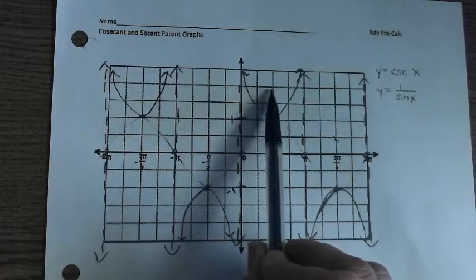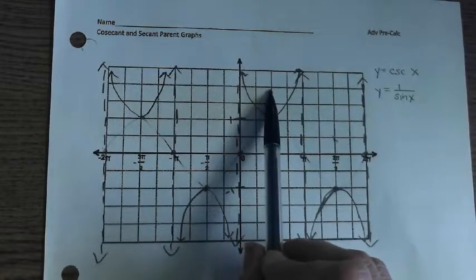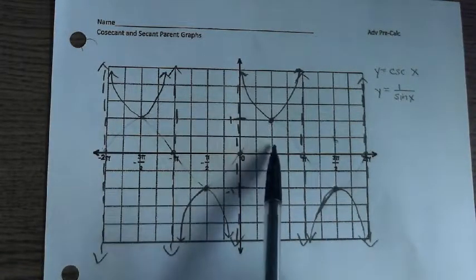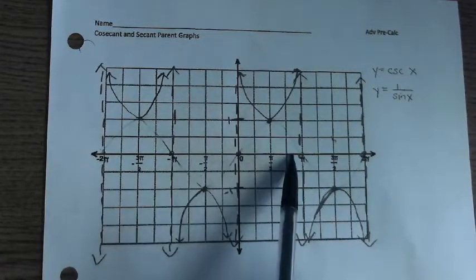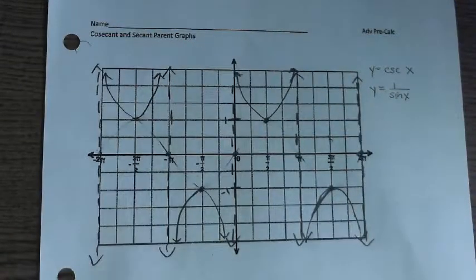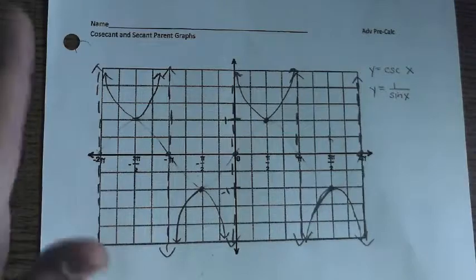But if your maximum was at 2, what is the reciprocal of 2? 1/2. So it would actually go down here. It would still be a parabola-like shape, but you'd have to reciprocate the maximum value to get your new minimum value, I guess. Okay, so we will see that.